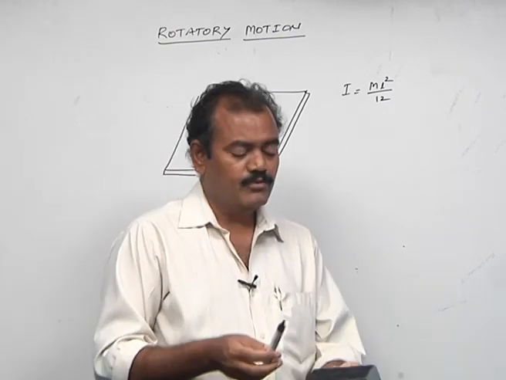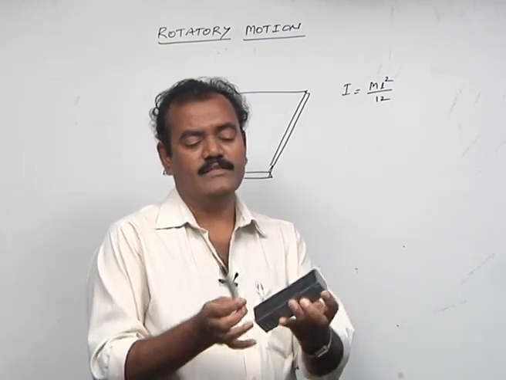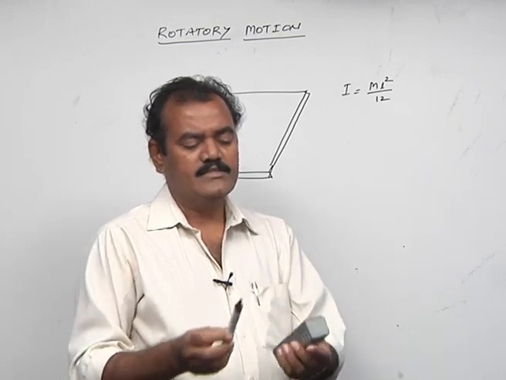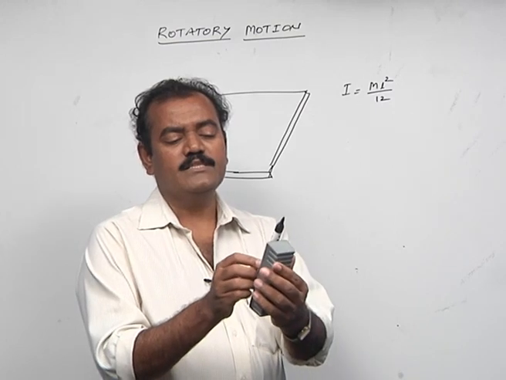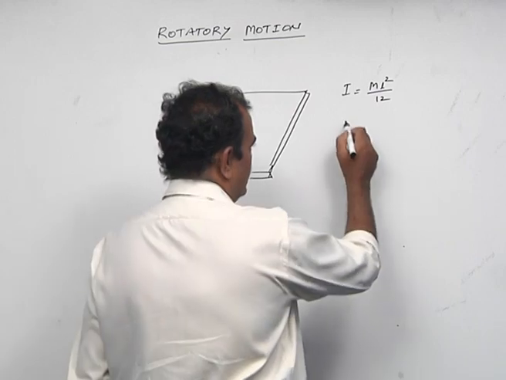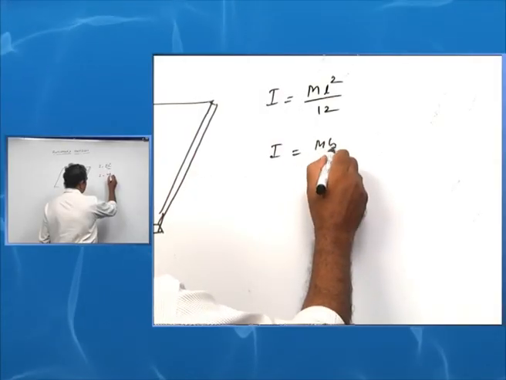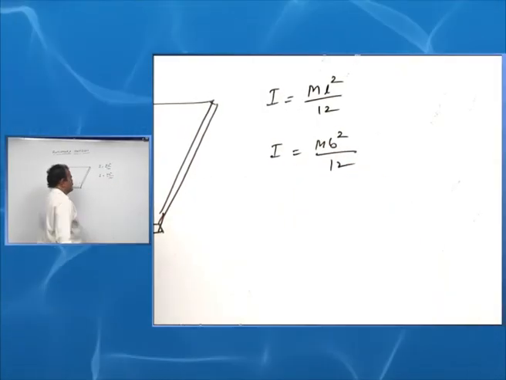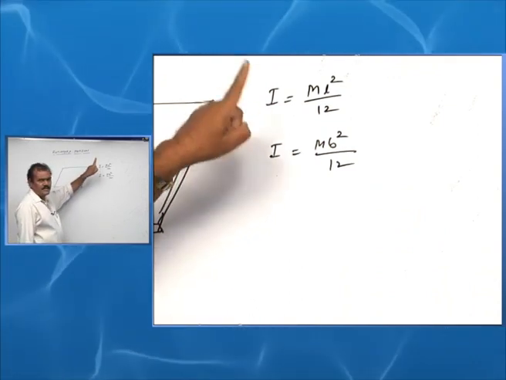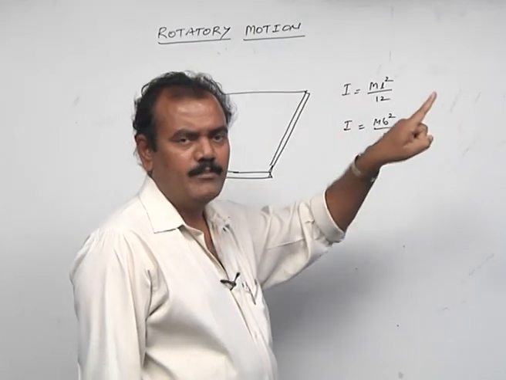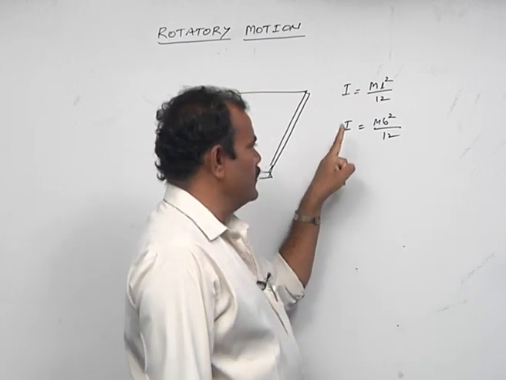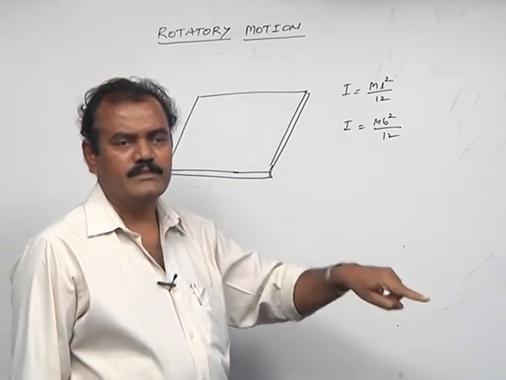Similarly, it may rotate like this also. Suppose perpendicular to the length means it is rotating like this, and it may rotate like this also. In this case, it is perpendicular to the breadth. So that's why this also can be taken as I is equal to MB square by 12. Its meaning is that the first one is passing through the center and perpendicular to the length, ML square by 12, and the next one is passing through the center and perpendicular to the breadth, that is MB square by 12.